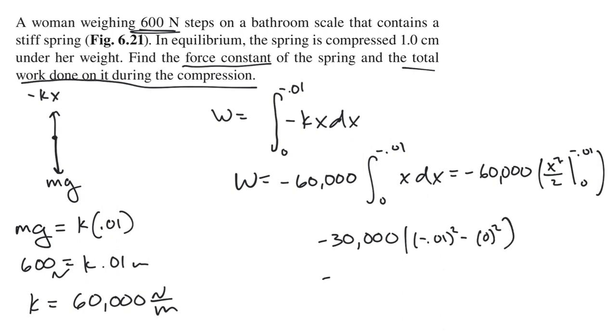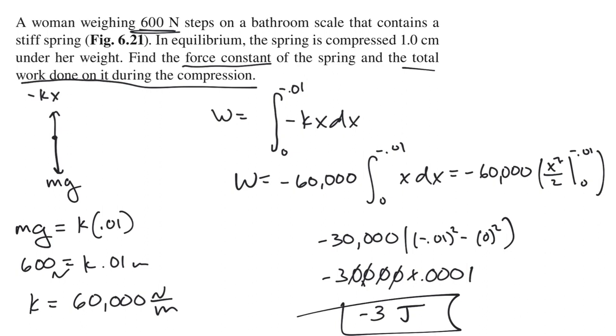So then we've got negative 30,000 times 0.01 squared, so 0.0001, or same thing as dividing by 100 twice, but times 0.0001 gives us negative 3 joules. So there you have it.